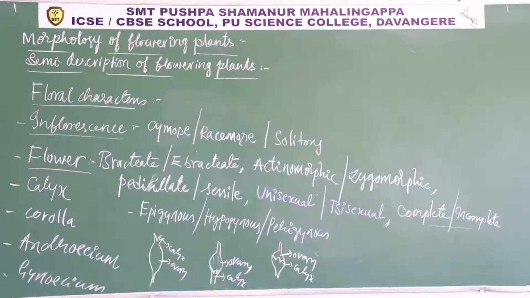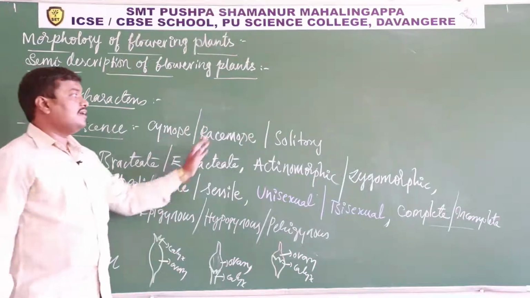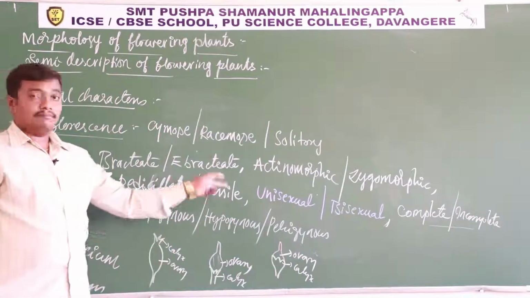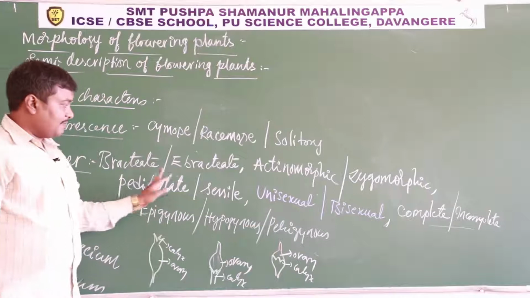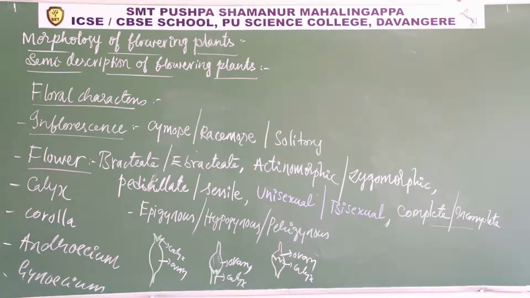So let's see one more time. You need to write the flower characters like bracteate or ebracteate, actinomorphic or zygomorphic, pedicellate or sessile, unisexual or bisexual, complete or incomplete, epigynous or hypogynous or perigynous. That should be mentioned. Okay, so these are the characters you need to mention in a flower. Okay. So next, come to the individual whorls of a flower, such as the calyx. So what are the characters you need to write under the calyx? Okay.